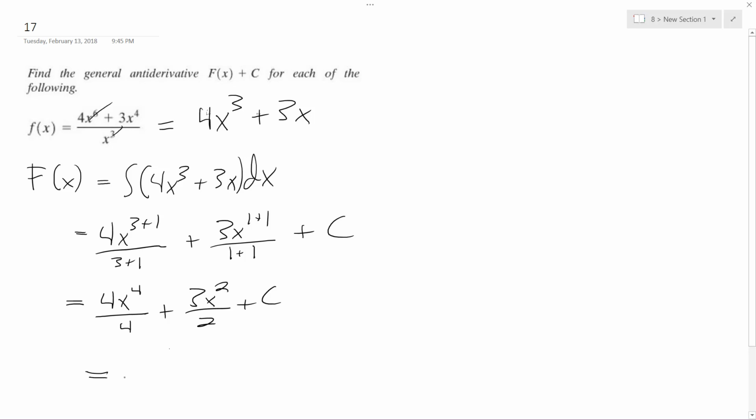And fully simplified, this ends up being equal to x raised to the 4th plus 3 halves x squared plus c. And that's it.